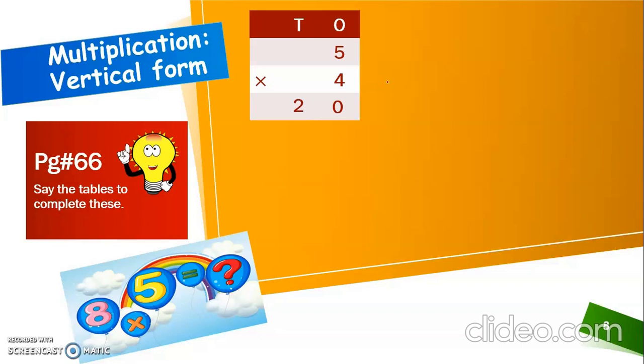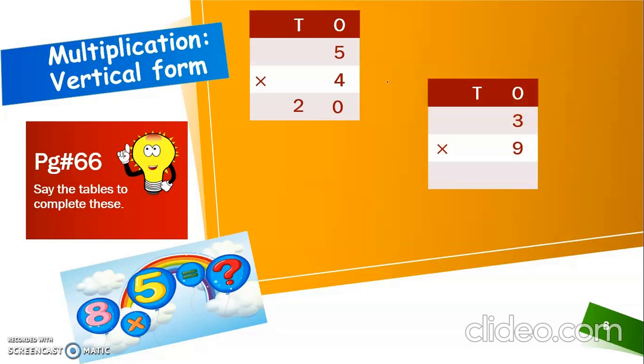Now take another example. Here first we line up the numbers 3 and 9 in one's column. Then again we say the tables to multiply as 3 9s are 27. Here 27 is again a 2-digit number, so 7 will move in one's column and 2 will move in tens column.